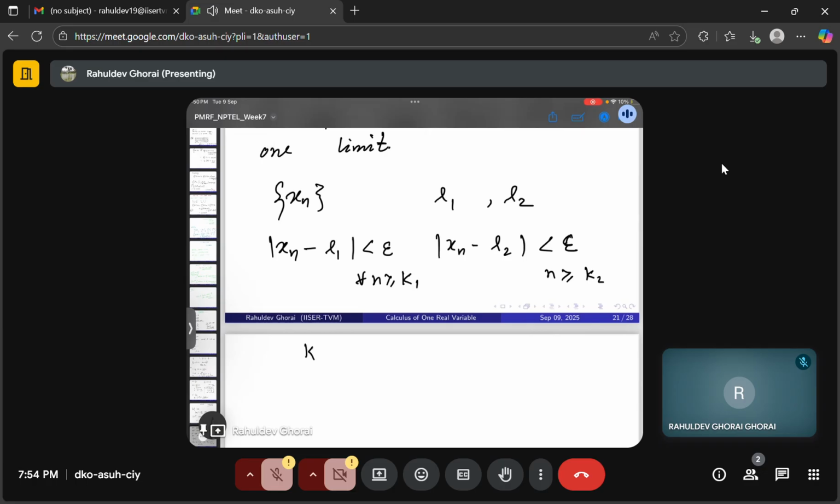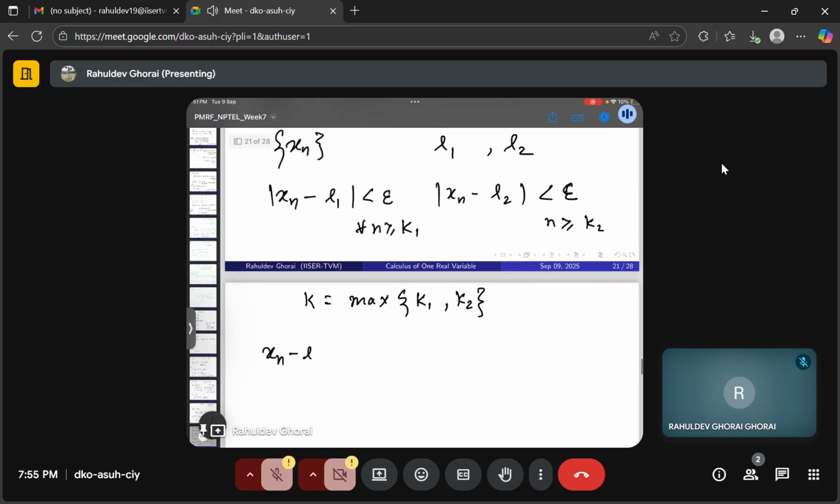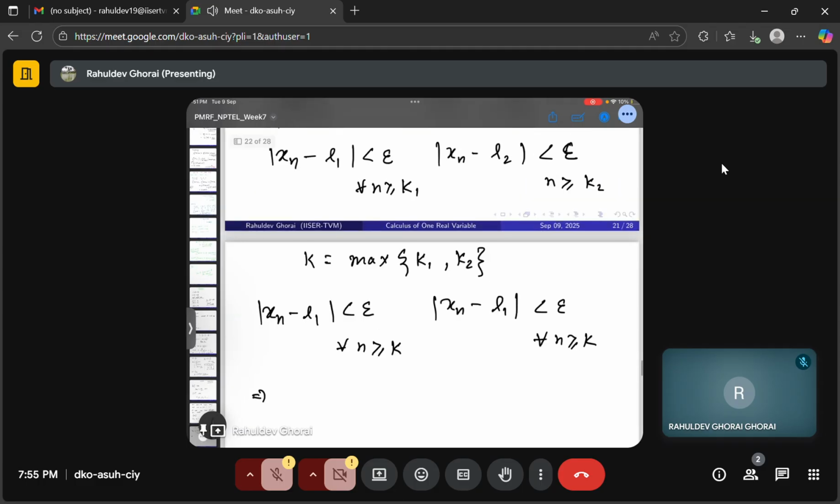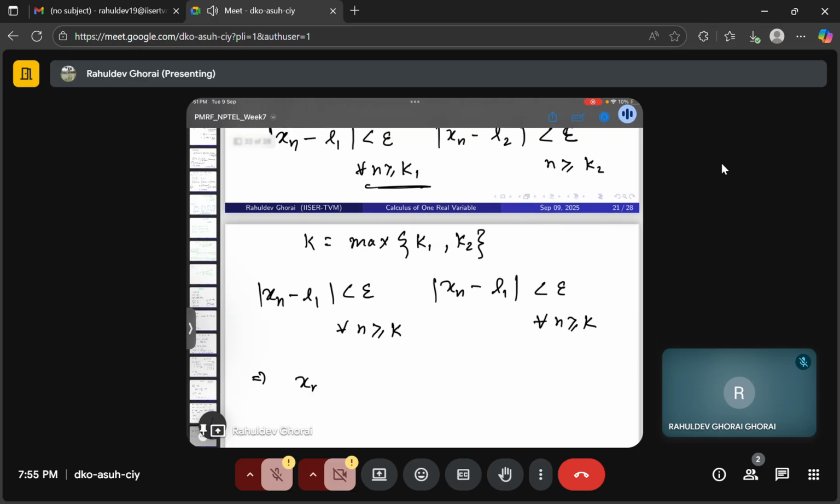So if you take k as the maximum of k1 and k2, can you see that |xn - L1| is less than epsilon for all n greater than or equal to k? Also |xn - L2| will hold for all n greater than or equal to k, right? Because n greater than or equal to k1 implies it holds for all n greater than or equal to k, the maximum of k1 and k2. That will also hold.